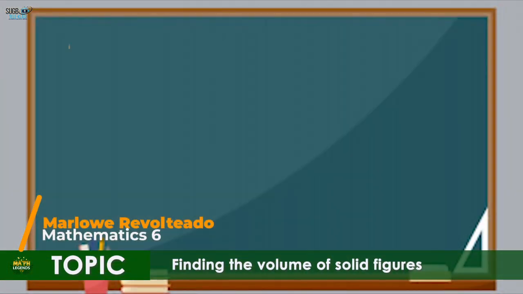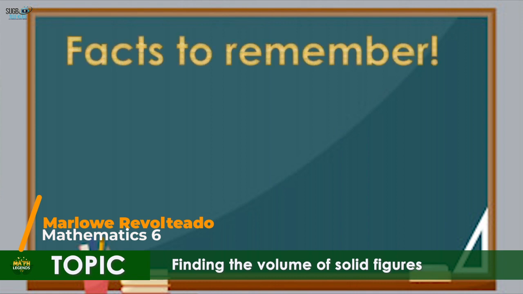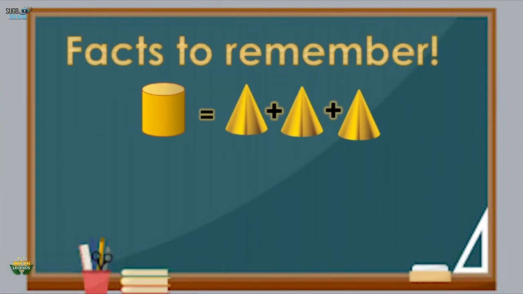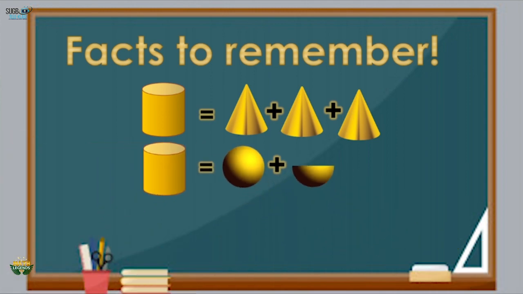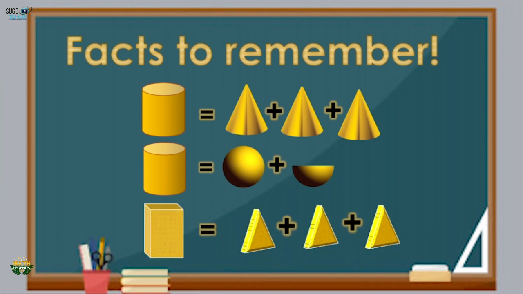I'm having so much fun with the facts we found out today. I hope you are too. So in a nutshell, here's what we found out. A cone is 1/3 the volume of a cylinder of similar height and diameter. A sphere is 2/3 the volume of the cylinder of similar height and diameter. And a square pyramid is 1/3 the volume of the rectangular prism with the same height and area of the base.